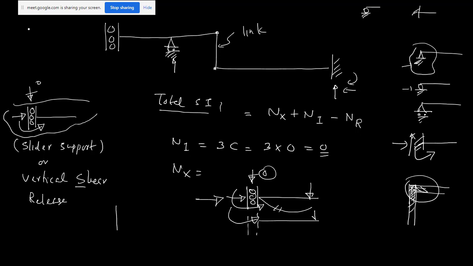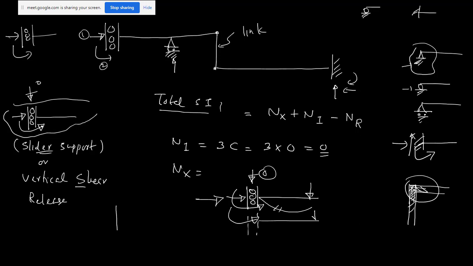The slider support means if you have a support like this, there will be two reactions. One is horizontal and the second one is moment. There will be two unknowns. There won't be the vertical reaction. It can simply slide like this. If you apply the load, it will keep on moving in this vertical direction. That is the specialty of this support. So you have one unknown, the horizontal reaction, and the second unknown is the moment. Okay. This is the only difference.